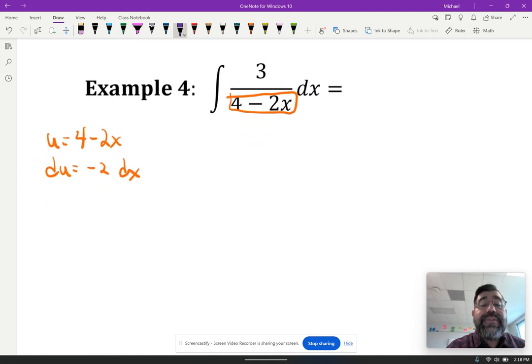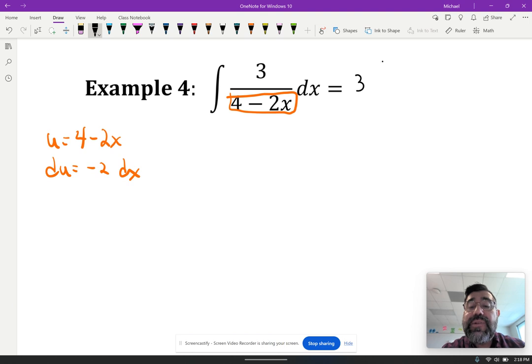All right, do we have everything we need? I don't think so. Not only do I not have what I need, I have extra stuff. So a couple of things to recognize. I have the u identified, and I know what my du should equal, but I don't see a -2 anywhere. And on top of that, I see a +3, so that's even worse. So here's what we can do. Why don't we pull this 3 out like we usually do? If it's a constant, pull it out to the front.